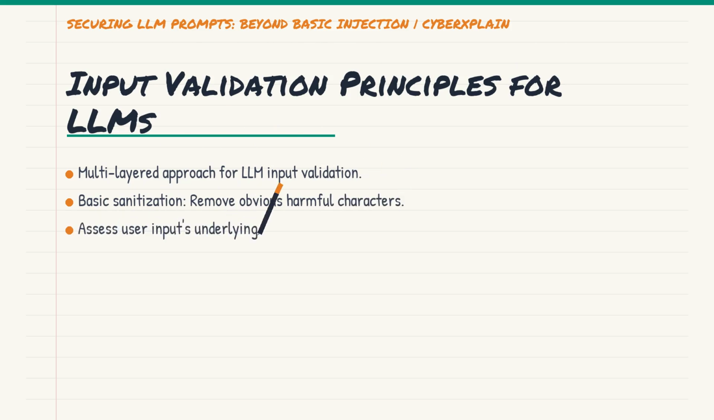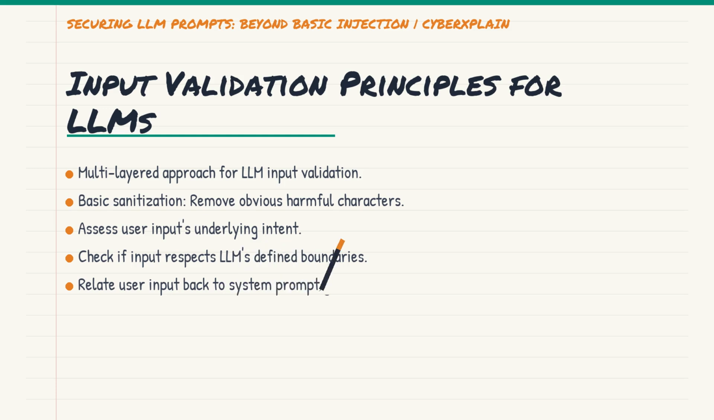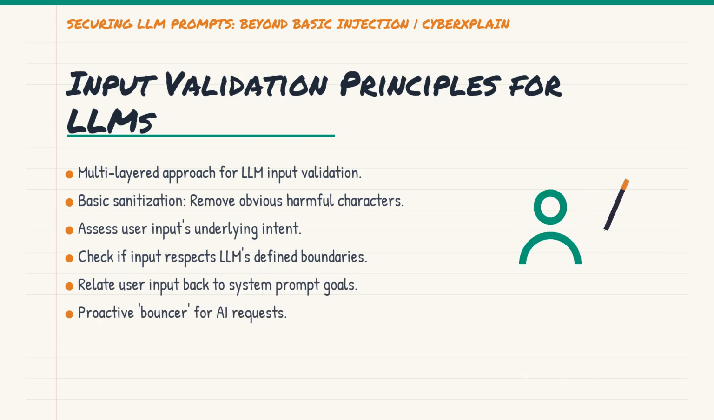First, we still do basic sanitization, removing obviously harmful characters or excessively long inputs. But then, we need to think about what the intent of the input is. Is it trying to break boundaries? Is it asking for something outside the LLM's defined scope? We should also consider how the input relates to the LLM's system prompt. We are essentially building a bouncer for our AI, carefully checking every request before it even gets close to the core model. It's about proactive defense, not just reactive cleanup.